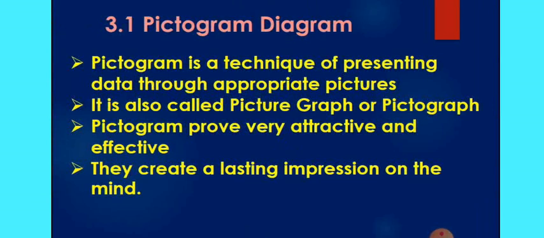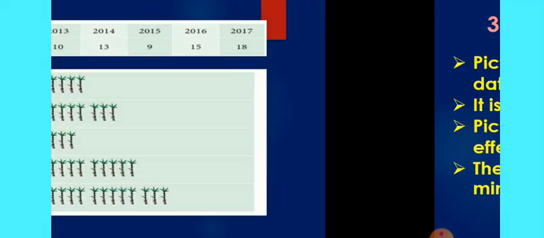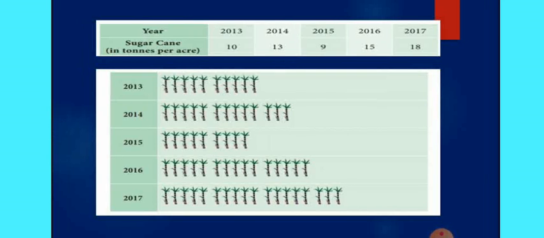So let's see the example, then we get a clear idea about the pictogram. The year and the corresponding sugar cane are given. See, for 2013, how many tons are given? 10 tons. So you just draw 10 sugar canes. That is nothing but each sugar cane represents 1 ton. So how many tons are there? 10 tons. So this is an example of a pictograph diagram.